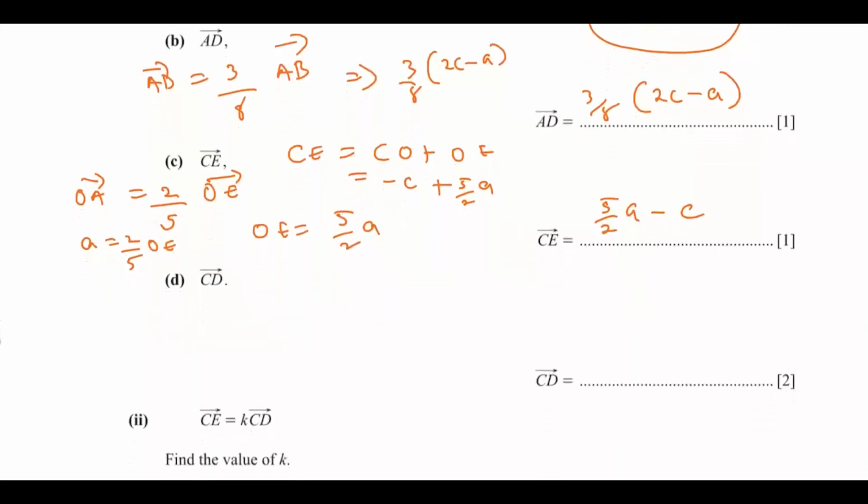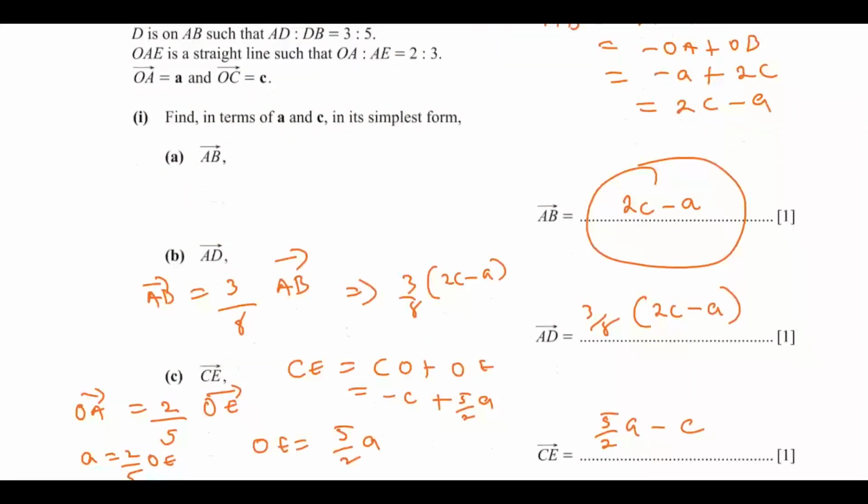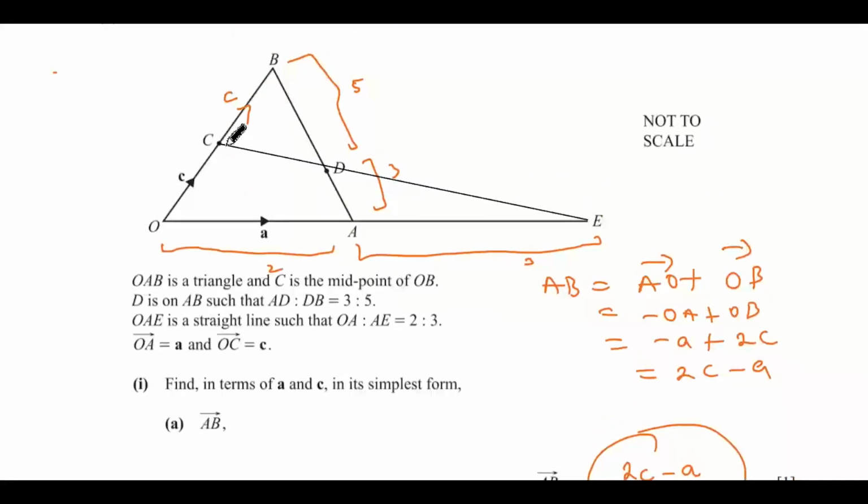The next one, part D, we need to find CD. Let's go to the diagram. CD will be equal to CO plus OA plus AD. AD will be 3 over 8 of AB. That is pretty simple, right? And we know AB already. So let's scroll down.